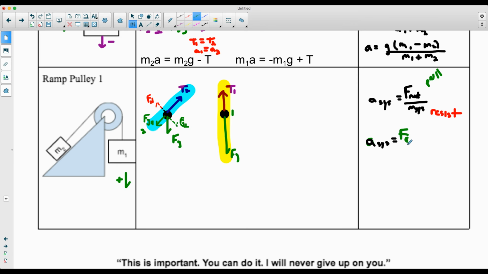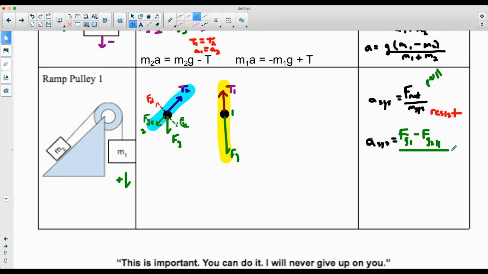So Fg1. Is there anything pulling against the direction of acceleration? Well, as it turns out, yes. The parallel component of the weight of block 2 is pulling against the acceleration down the ramp. So subtract it. Fg of block 2, but only the parallel component.